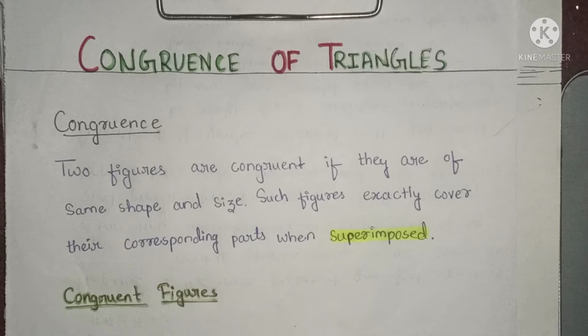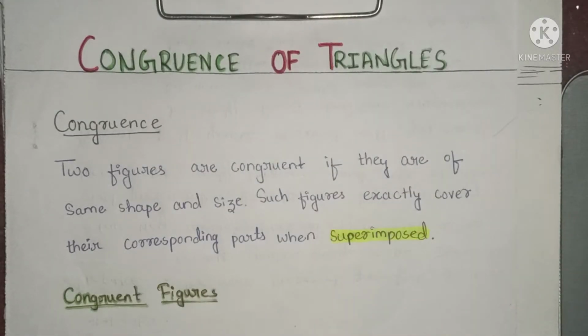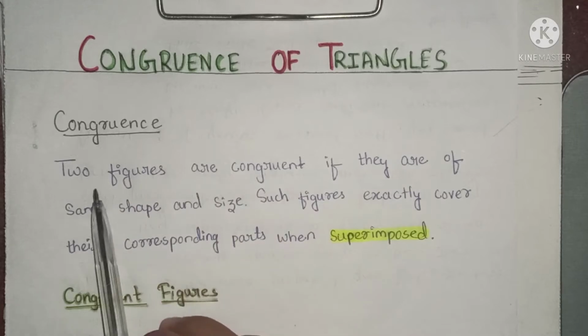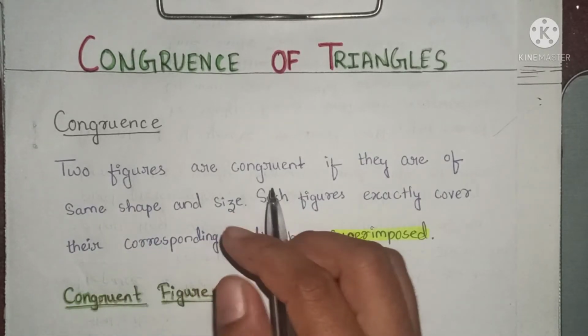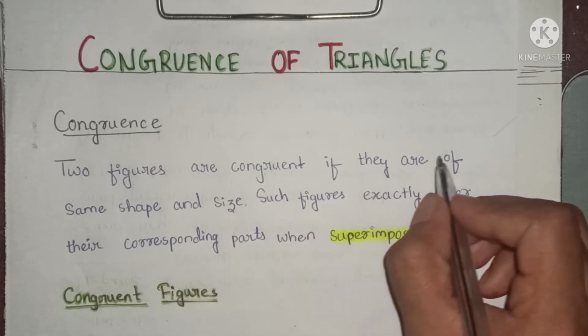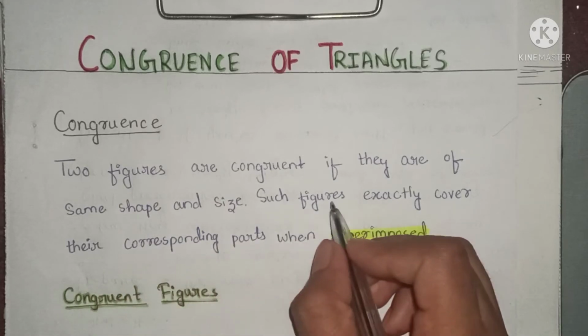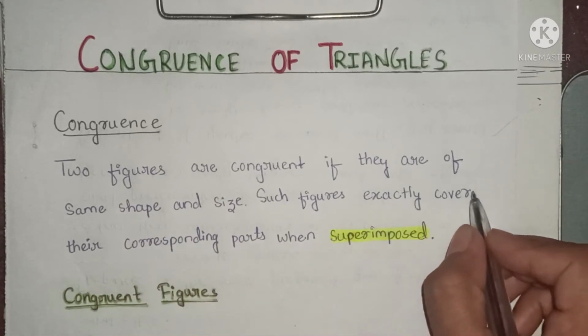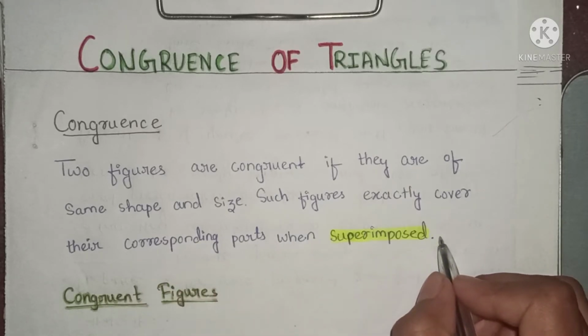Today in this video, we will learn about congruence of triangles. Now, what is the meaning of congruence? First of all, look into this. Congruence. When two figures or two diagrams or two objects are congruent, then they are of same shape and size. Such figures exactly cover their corresponding parts when superimposed.